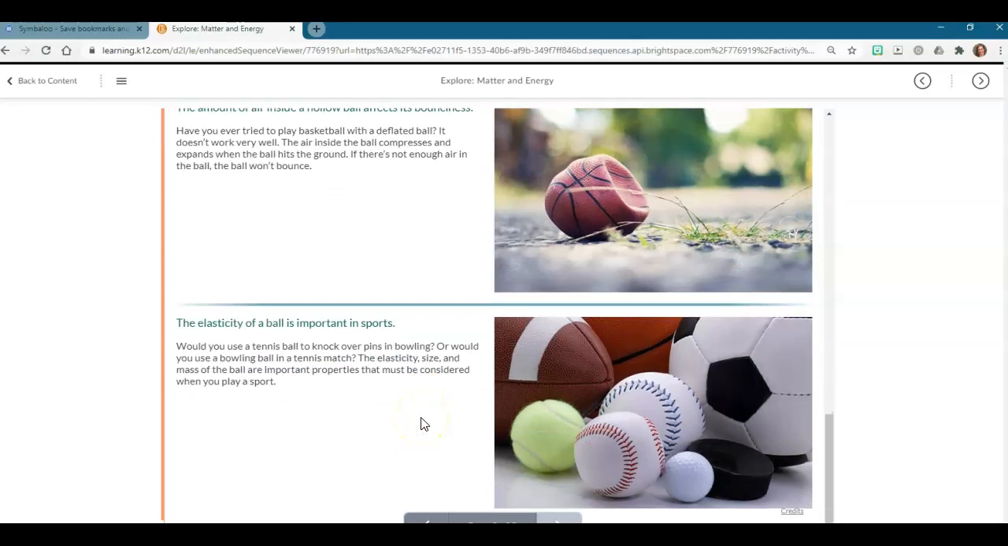The elasticity of a ball is important in sports. So would you use a tennis ball to knock over pins in bowling, or would you use a bowling ball in a tennis match? The elasticity, size, and mass of the ball are important properties. Remember, the word properties means like a description of something, and those must be considered when you play a sport.